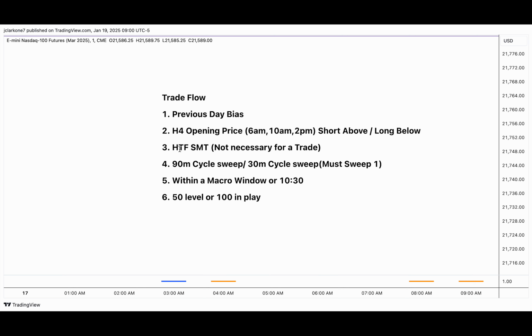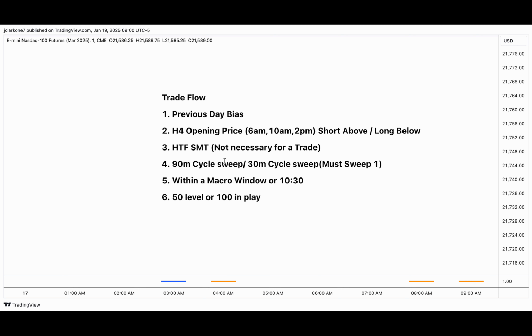Number 3, higher time frame SMT. I use that as a confluence, not necessarily as a confirmation to a trade. That's how I use SMT. It's not necessary for me to get into the trade, but I'll use it as a confluence.